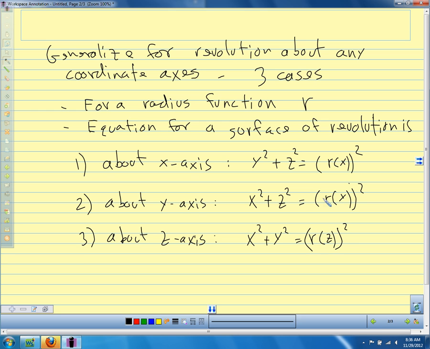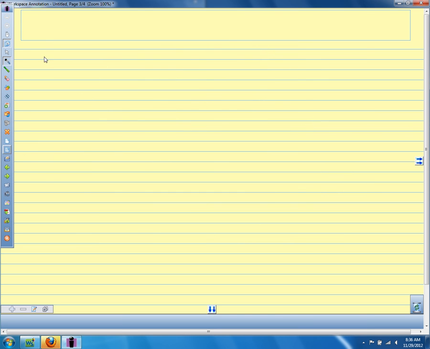All right, let's look at a couple of examples of working with these surfaces of revolution. Any questions before we go on? Okay. So we want to find the equation for a surface.